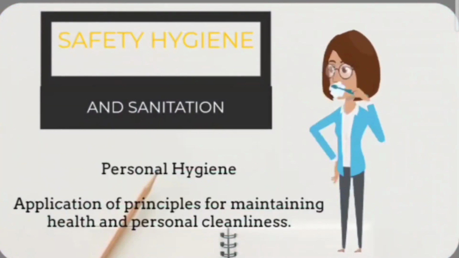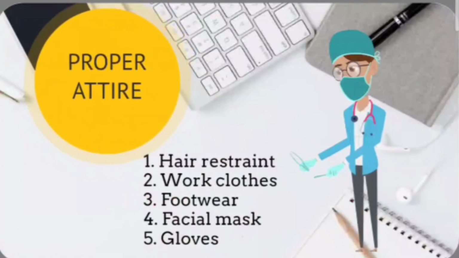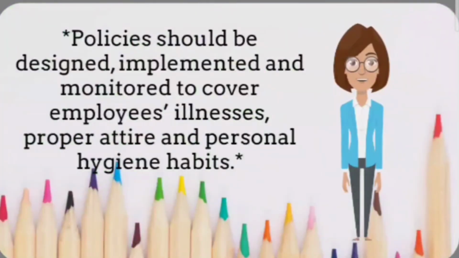Safety, hygiene and sanitation. Personal hygiene is the application of principles for maintaining health and personal cleanliness. Proper attire: 1. Hair restraint. 2. Work clothes. 3. Policies should be designed, implemented and monitored to cover employees' illnesses, proper attire and personal hygiene habits.